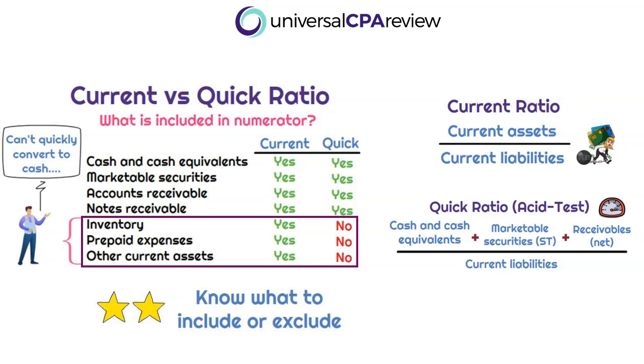So remember this table. You'll see some example multiple choice questions where it asks you to calculate the quick ratio, and they're going to give you inventory, prepaid expenses, and you'll have to know to exclude those from the numerator.